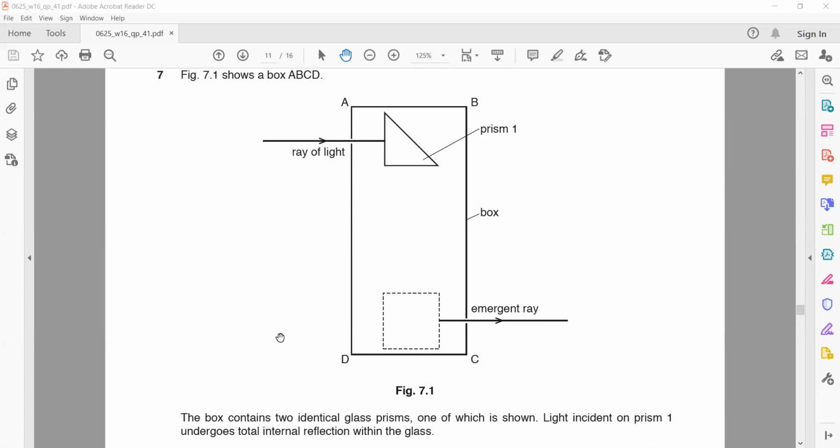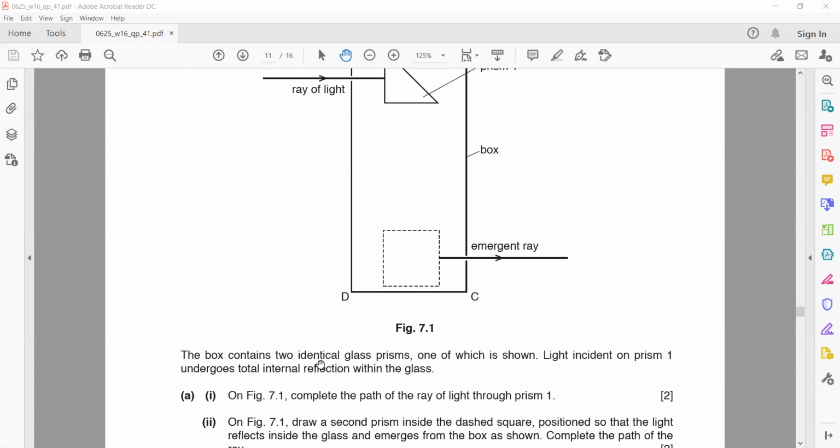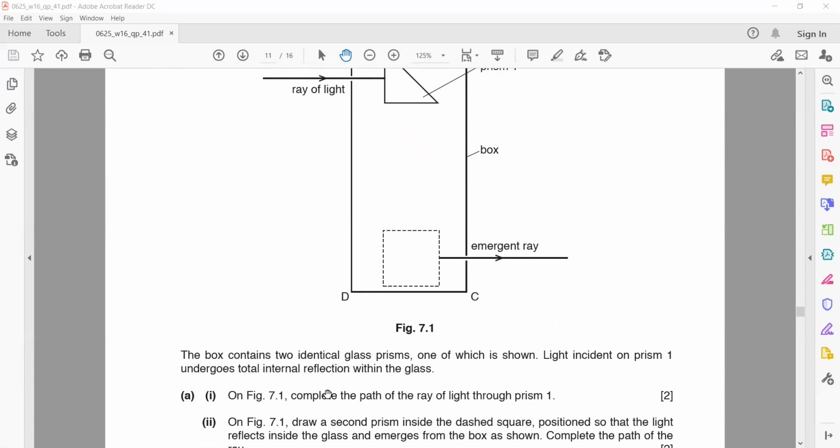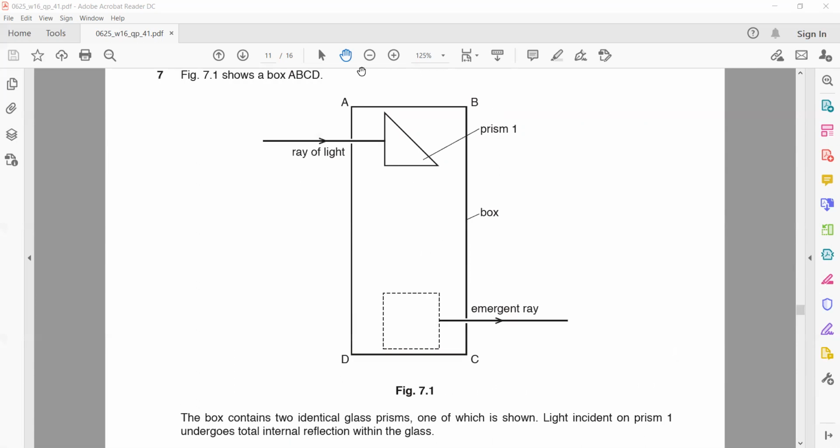Question 7a. The box contains two identical glass prisms. One is shown. The light is incident on prism 1 and undergoes total internal reflection. On the figure, complete the path. If it undergoes total internal reflection, then first, as the light is passing along the normal, it will pass straight. But when it strikes a glass to air boundary, this angle is more than the critical angle, so it will undergo total internal reflection. So it will reflect back.